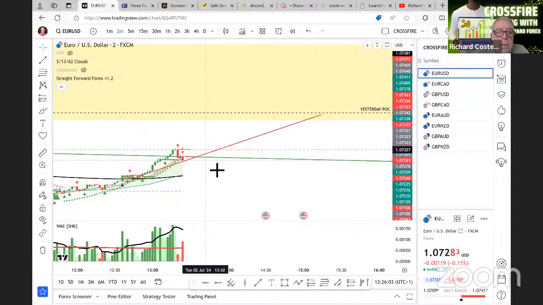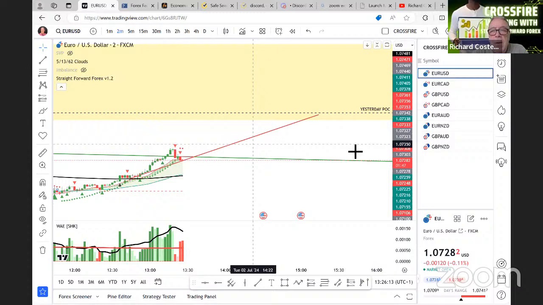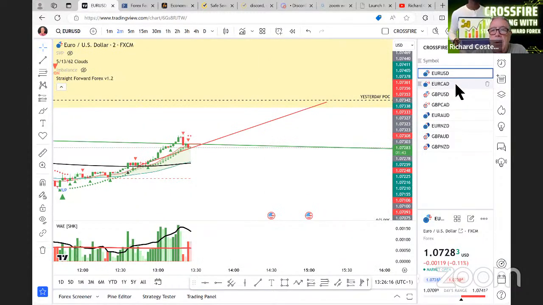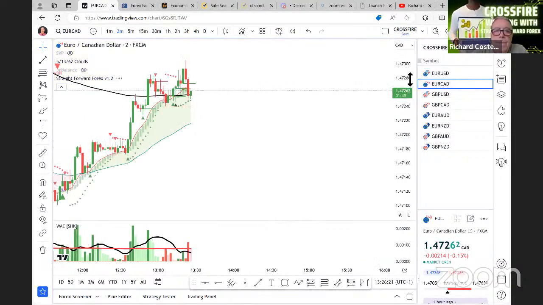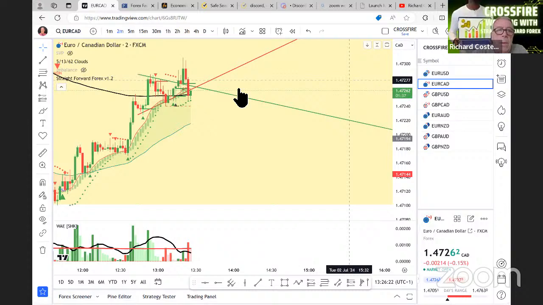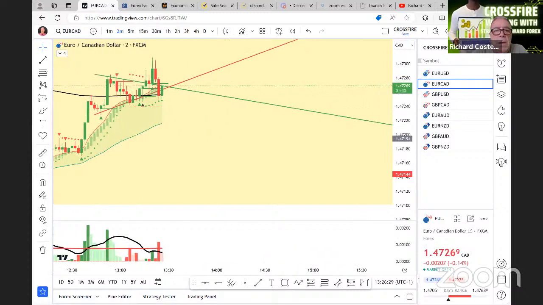I've lost my cursor. There we go. So on the current candle, we're still in no man's land. We're still in the wedge between the green and the red trend lines. I'm going to look at the other 3 pairs, and I'm going to hide those and then just zoom in slightly if we can.